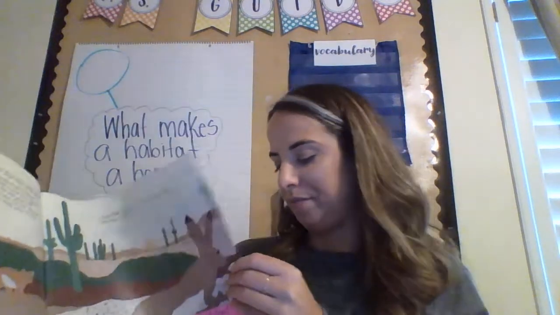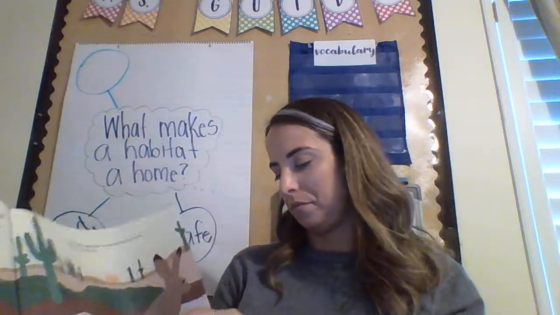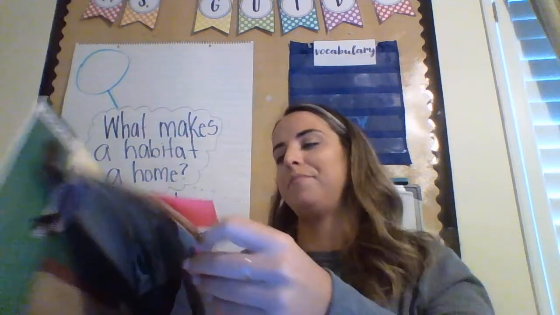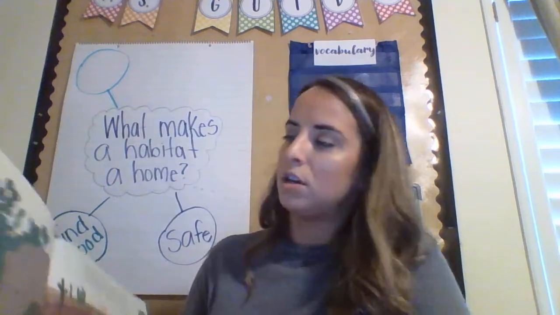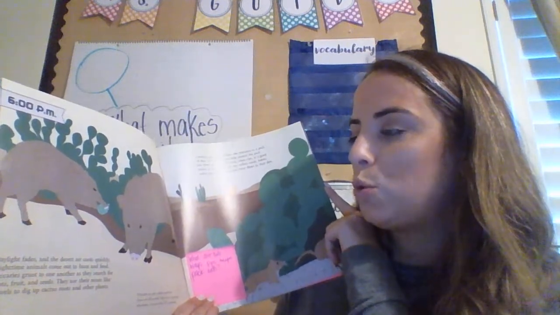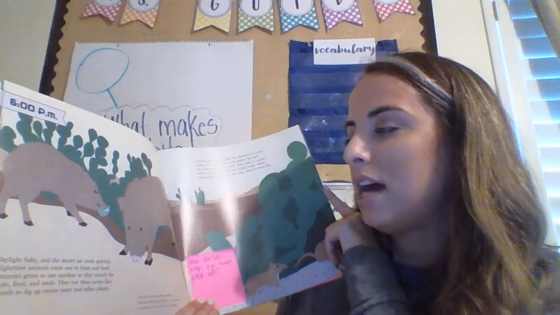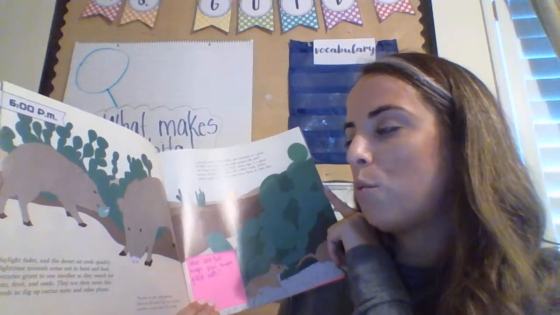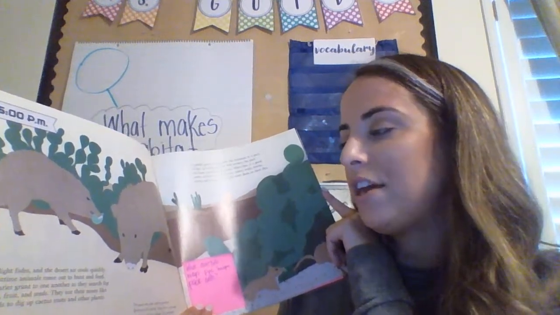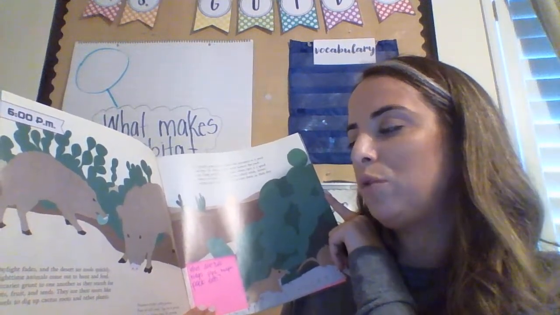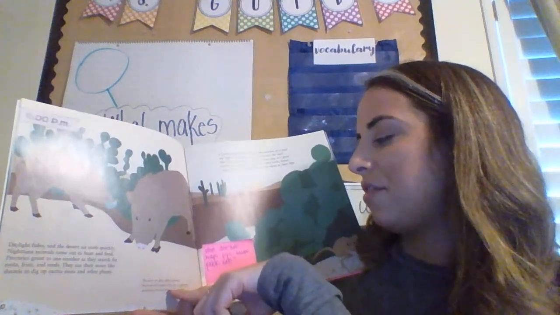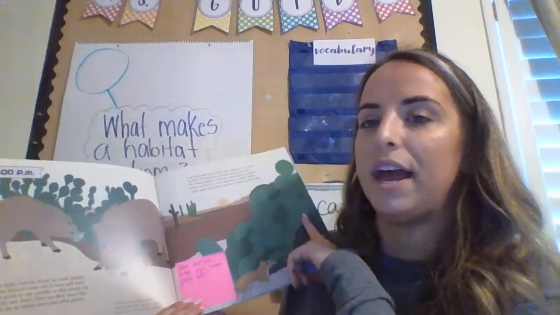Let's go to page 10. Okay, so we're going to read our page 10. So it says, daylight fades and the desert air cools quickly. Nighttime animals come out to hunt and feed. Peccaries grunt to one another as they search for roots, fruit, and seeds. They use their noses like shovels to dig up cactus roots and other plants. Peccaries also are called javelinas. They live in groups, sometimes of more than 20.